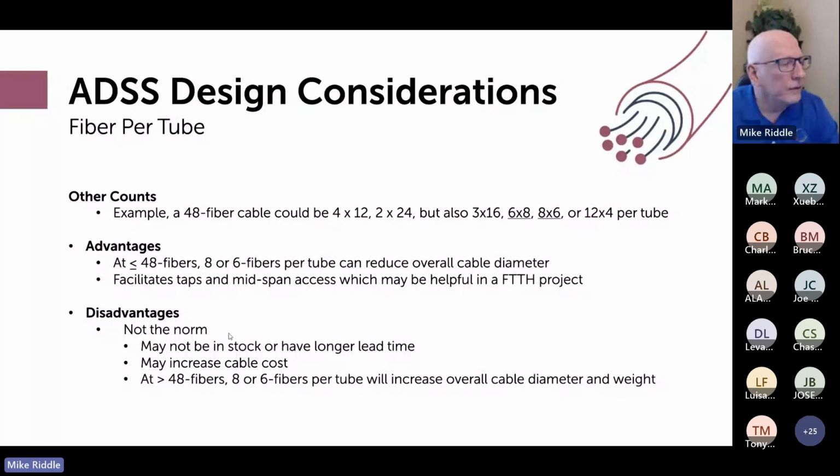But the disadvantage of doing something other than 12 or 24 is that it's not the norm. So that cable is not going to be in stock, which means somebody is going to have to go make it, which means more time, and it may increase the cable cost. And once you're above 48 fibers, you lose the benefit of this lower fiber count. It's going to increase overall cable diameter and weight and cost for that matter too. But you should know that it is available, and if you want it, it can be done.